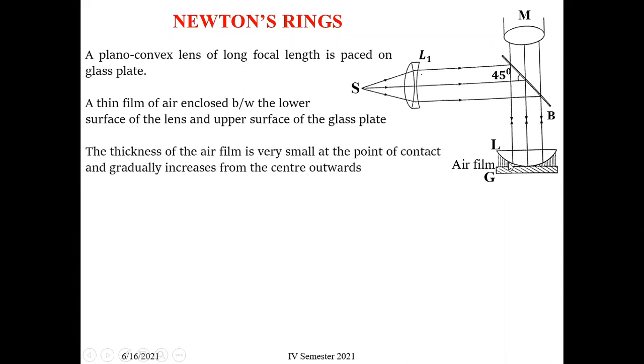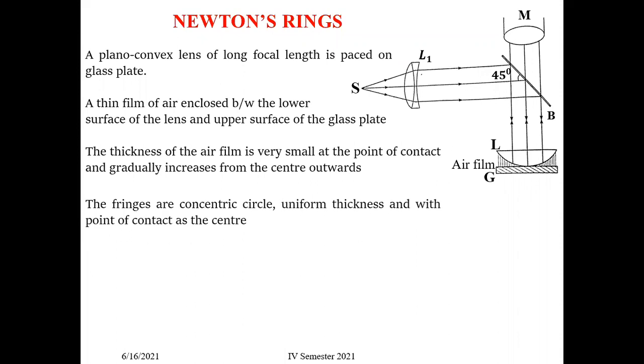See the thickness of the air film, just look at the figure. The thickness of the air film is very small at the point of contact. The curved surface of the lens is in contact with the plain glass plate, and at that point the thickness of the film is very small. But the thickness of the air film gradually increases as you move away from the center of contact. The thickness increases from the center outwards.